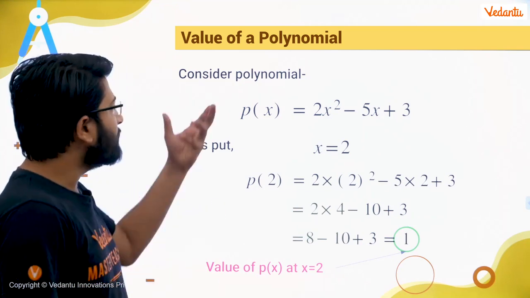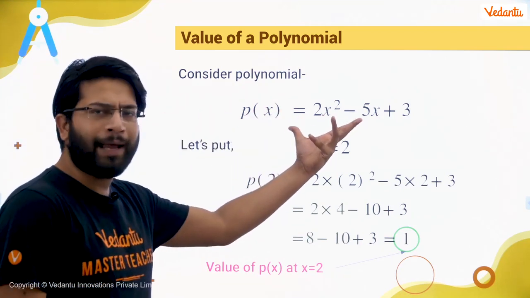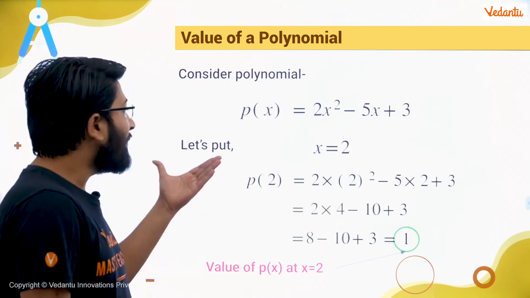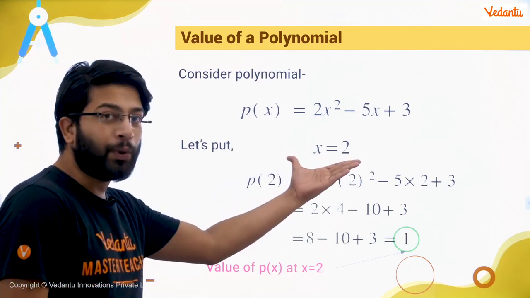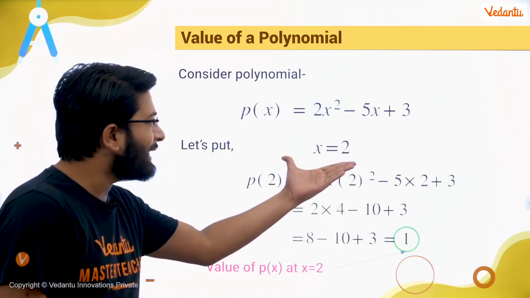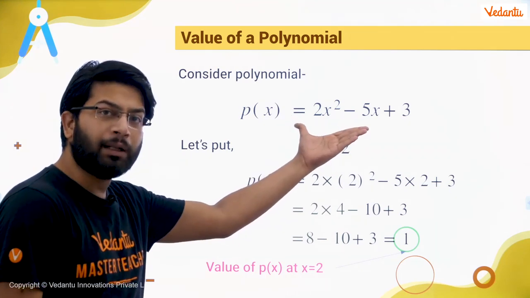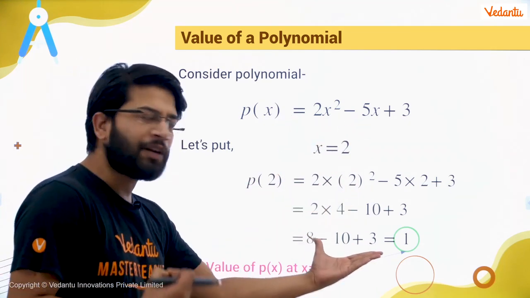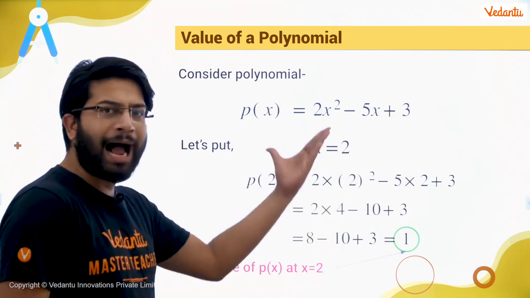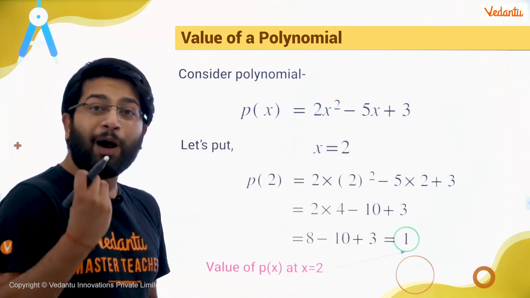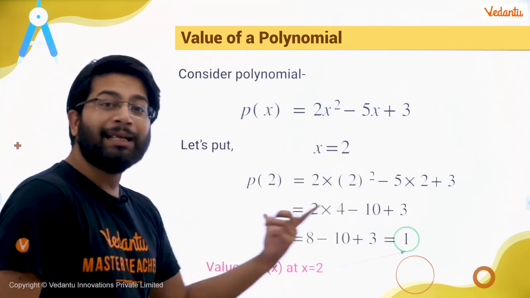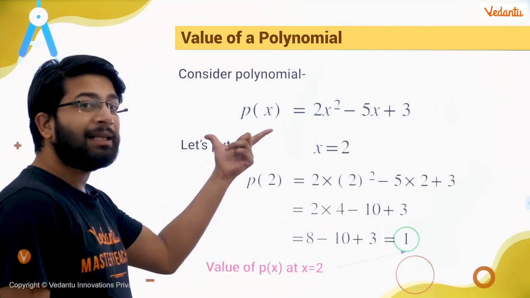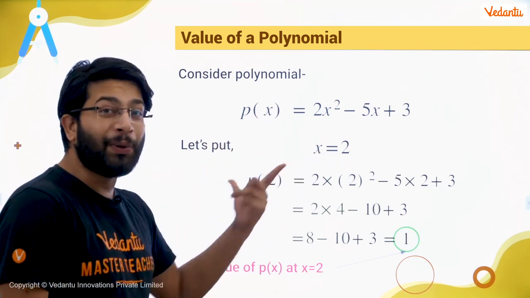So champ, let's consider one polynomial, 2x squared minus 5x plus 3. Now let's assume that I'm putting x equal to 2 in the polynomial. So it's obvious I will get a particular value. After putting x equal to 2 in the polynomial, I will get a particular value. So now champ, this value 1 is known as the value of the polynomial p(x) at x equal to 2.